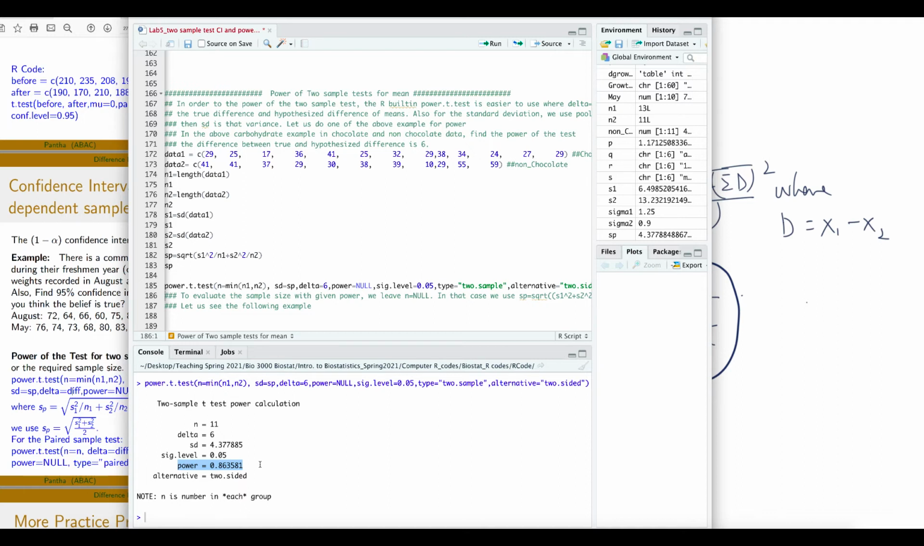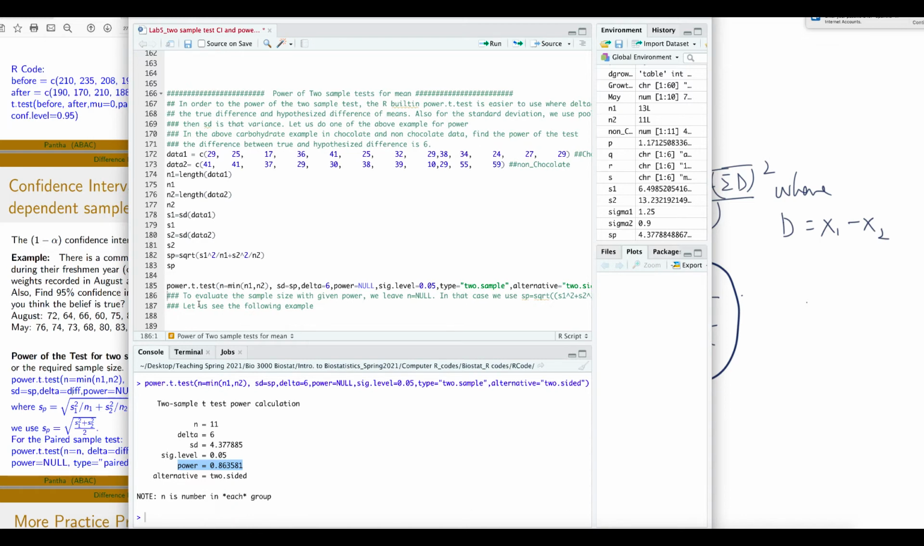So do not reject the null hypothesis when it is true, right? So that is the power. Do not reject the null hypothesis when it is true, because type 2 error is failing to reject the null hypothesis when it is false, right? So the complement of that is basically rejecting the null hypothesis when it is false. So that is 0.8635, that is 86.35%.